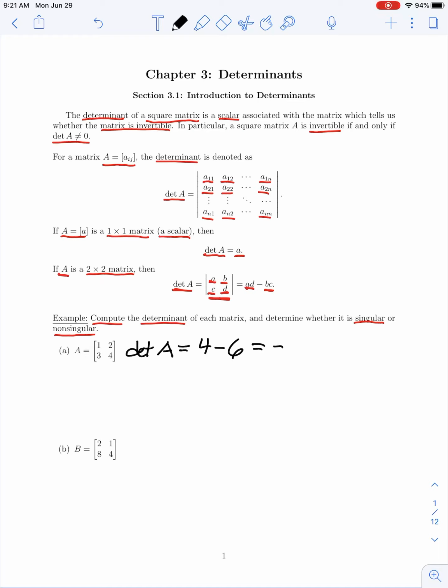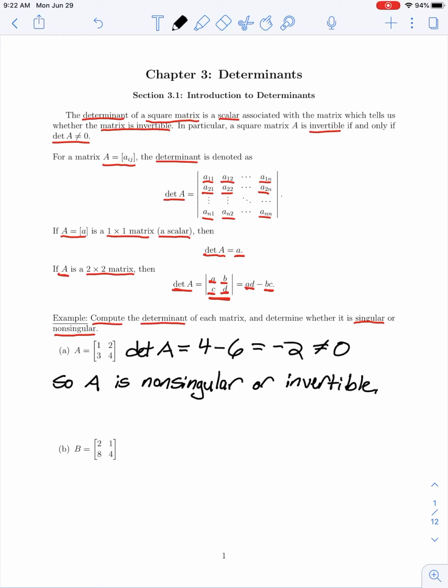So we're left with a determinant of -2, which is non-zero. So since the determinant is non-zero, we can say that A is non-singular. Or, if we prefer, we can say invertible. That is, an inverse exists. And we could even find the inverse of this 2 by 2 matrix using the formula for the inverse that we saw in Chapter 2.